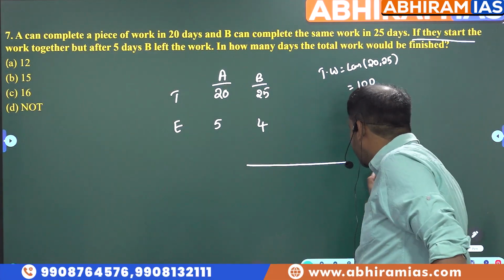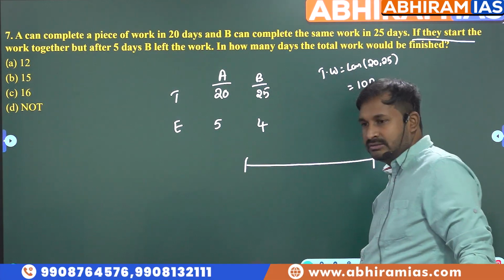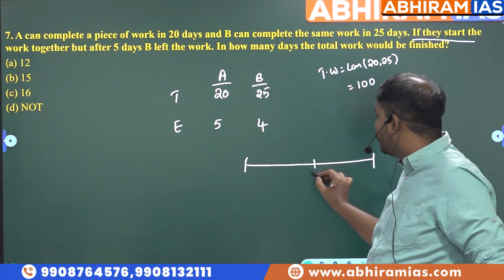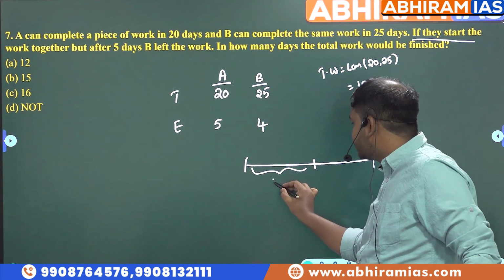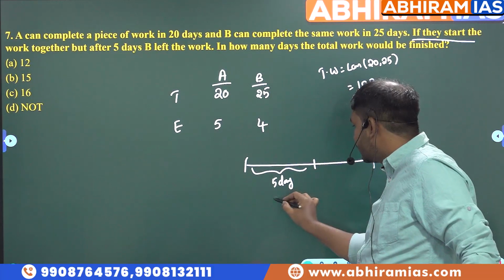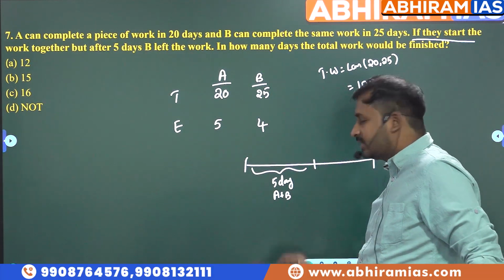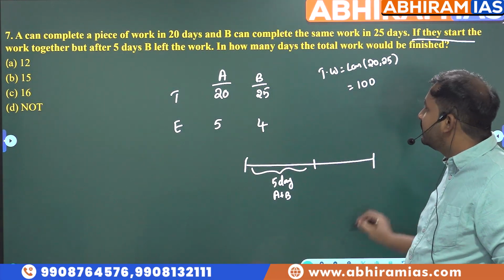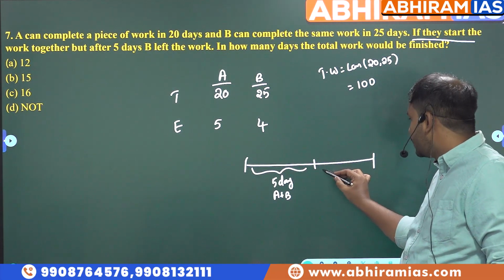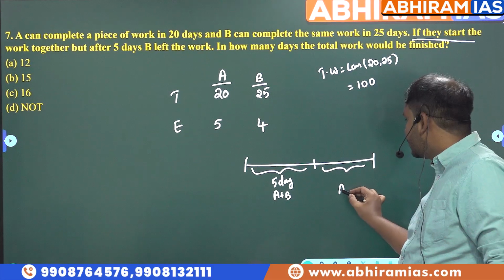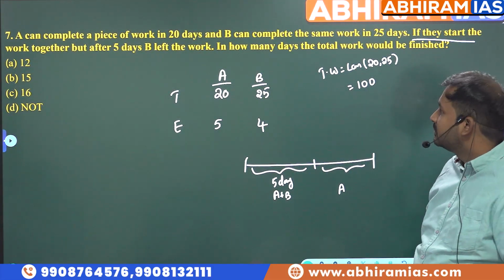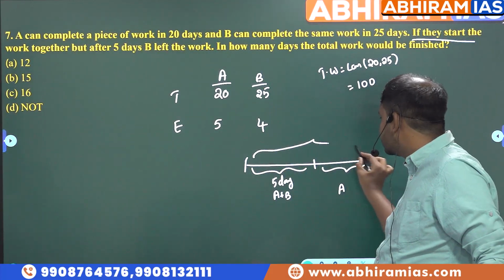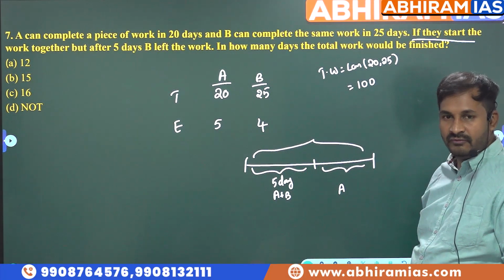So, we will try to draw a timeline, students, in this type of questions. For the first 5 days, who are working? Both A and B, right? For the first 5 days, both A and B are working. And the remaining work will be done by whom? A. Now, what is my question? In how many days the total work will be finished? That means they are asking us the time taken to finish the total work.